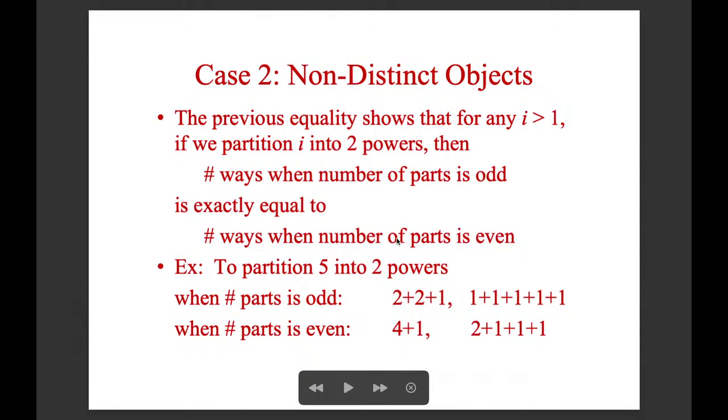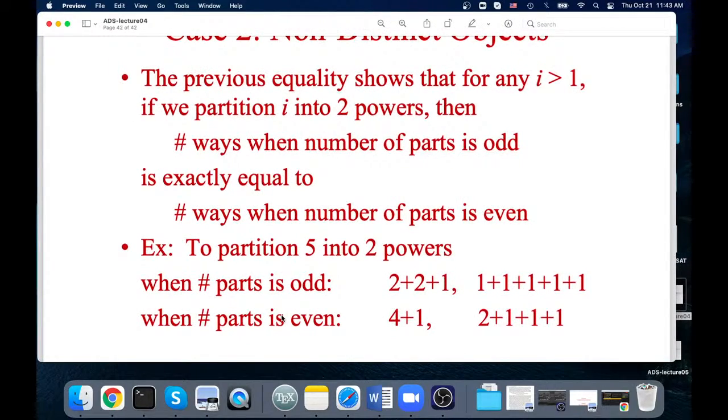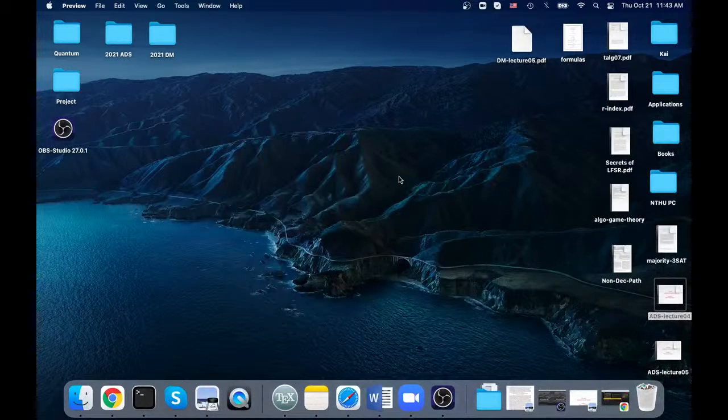Before we knew the generating function method, it was really not easy to see that the number of ways to partition a number into 2 powers, such that the number of parts is odd and the number of parts is even, have the same number of ways. Okay, now this concludes the discussion on the generating function. And let me quickly go through the introduction of the recurrence relation.